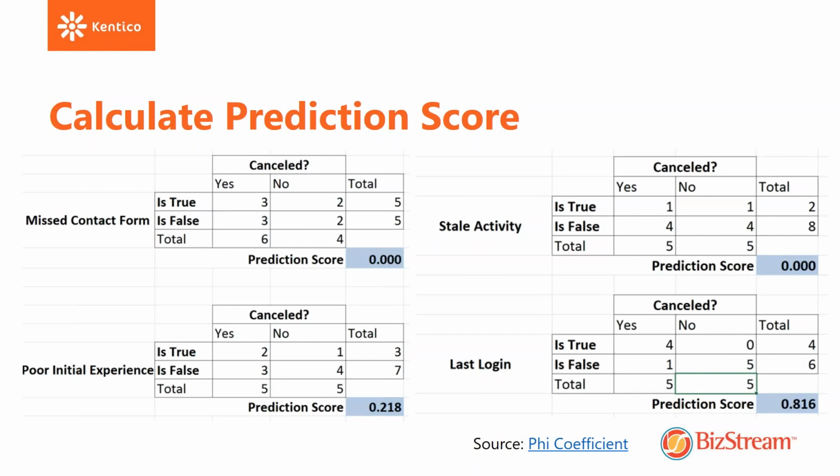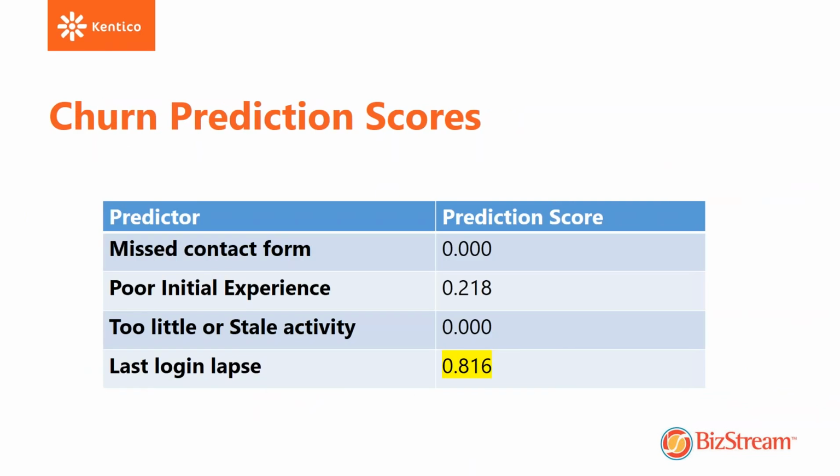So you can see that even though we have more missed contact forms, the correlation was not true that people are canceling because they've missed the contact form or missed that experience. We've basically illustrated in the sample that the thing that we need to watch out for the most is last login lapse, because that is actually a closer correlation to someone canceling. So the higher the prediction score is basically the higher the indicator that that's what you need to watch, that is churn is happening because of the last login lapse. And so basically people are not using your system. That's the thing that has the highest score. That's the thing that you might want to focus on. Poor initial experience was second, so maybe that's what we focus on next.